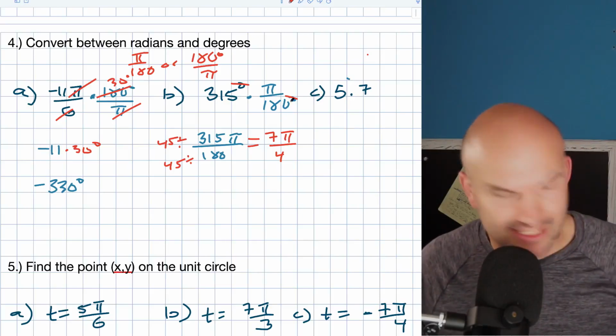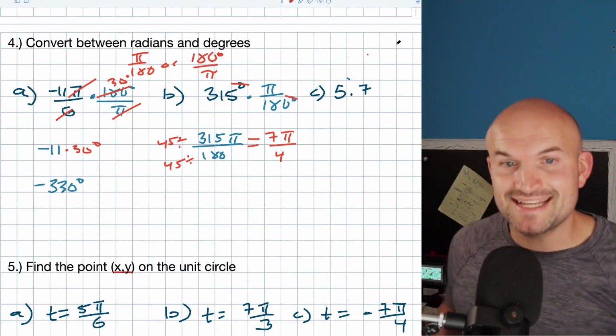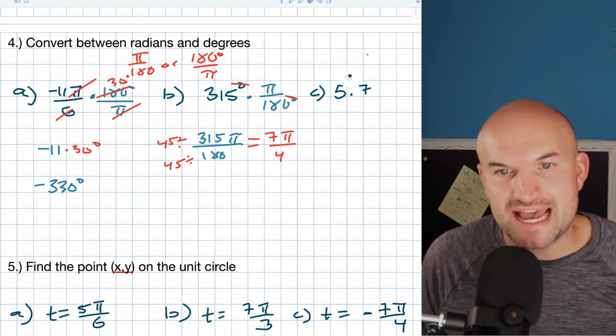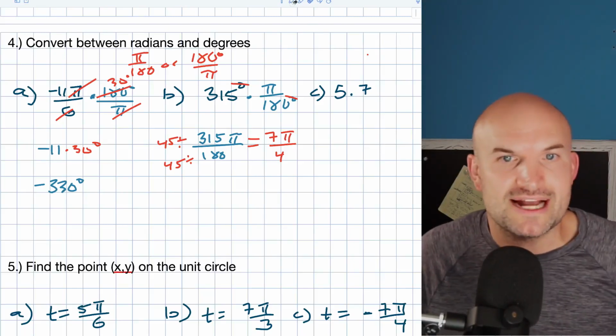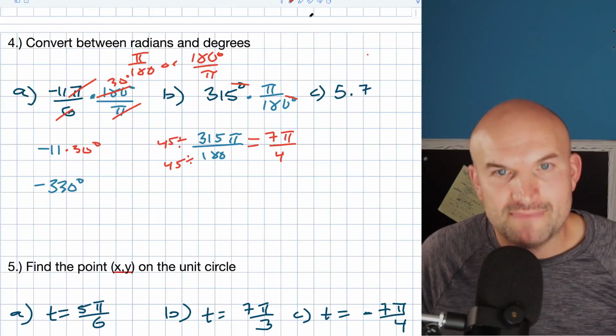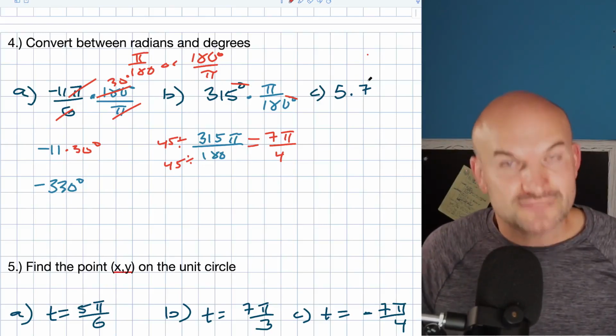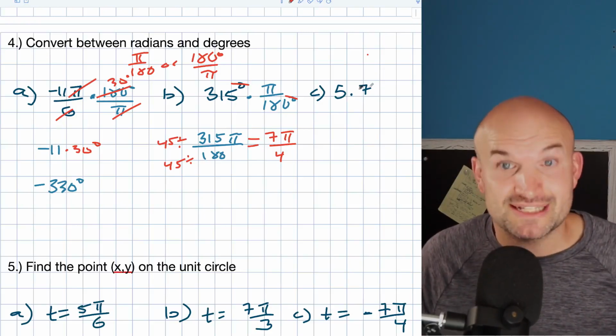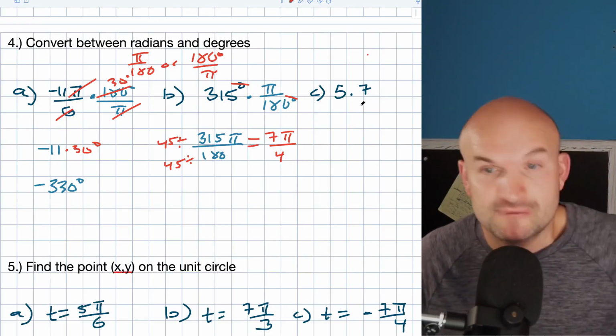Now, what about if you have something like 5 pi over 7? In this case, you're going to need to use a calculator, okay? Because the common thing that students have is they're like, oh, it's not in terms of pi, so it's not a radian. No, it doesn't matter. The main thing is, do you see a degree symbol? No. So if you do not have a degree symbol, then it's not degrees. It is radians. It's just not written in terms of pi.